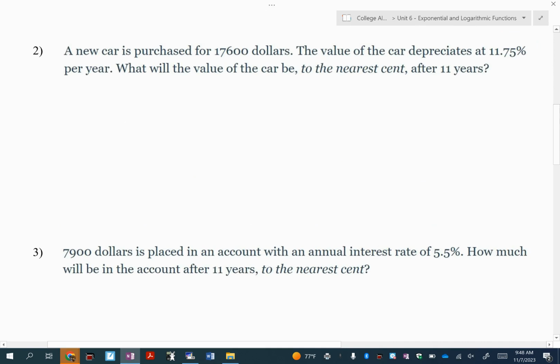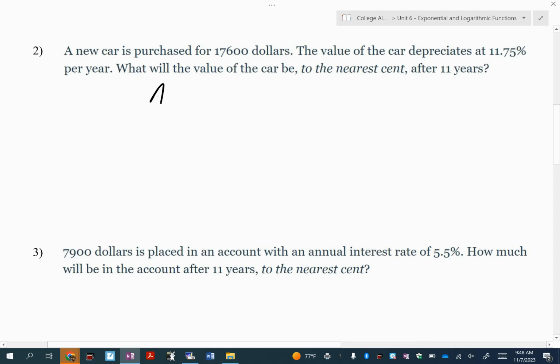Nice. It must not be super nice because it's a new car and only 17.6. That must be pretty small. Okay? The value of the car depreciates. You guys know that word, depreciate? It decreases. It goes down, right? There's a reason that I try not to buy new cars if I don't have to, because the moment I drive the car off the lot, it loses value. All right? So it's going down per year. What's the value of the car to the nearest cent after 11 years?